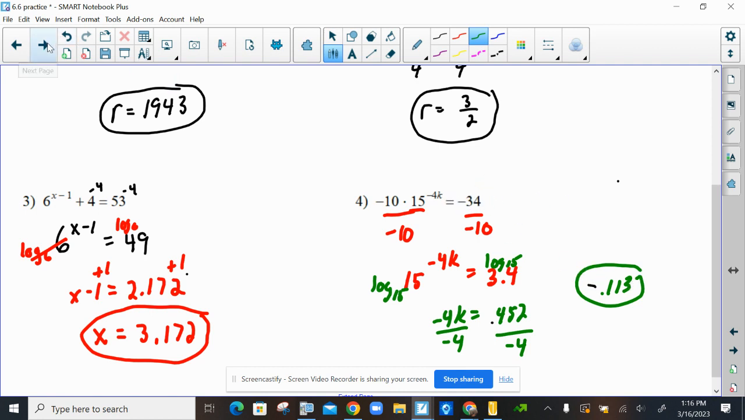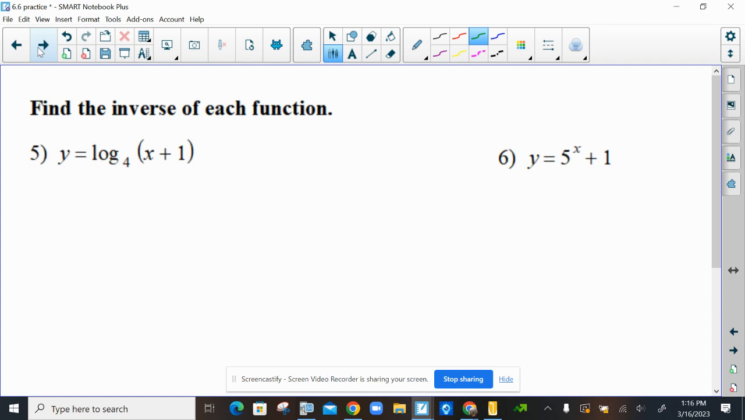Okay, the last thing I want to show you in this video is the section where I'm going to ask you to find the inverse. So I have two examples. My first example is a logarithmic function, and then the other one's an exponential function. These go hand in hand. So the rules for finding the inverse of any function, we switch the roles of x and y. Okay, so there's step one done for us.